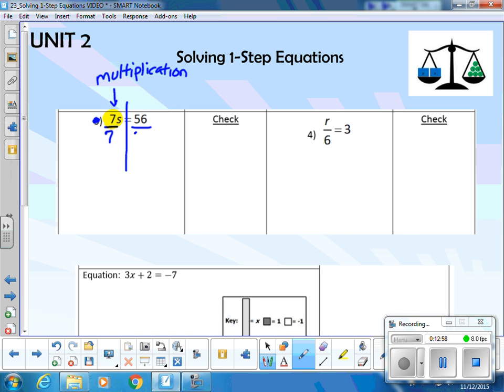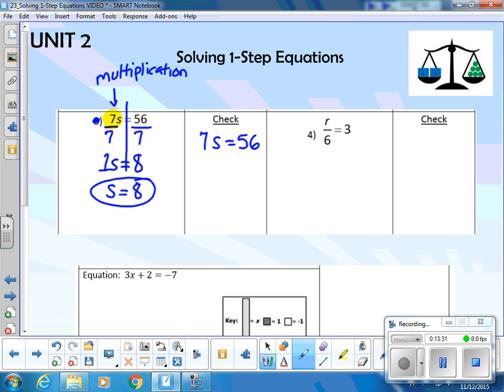Whatever I do to one side, I have to do to the other. So now 7 divided by 7 is 1s. 56 divided by 7 is 8. Anything times 1 is just itself. That's the multiplicative identity property. So we know that s equals 8. And we can check this one just like we checked the other ones by rewriting the equation.